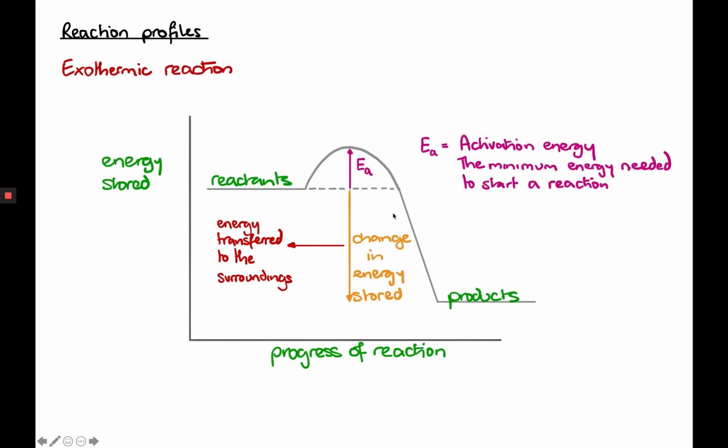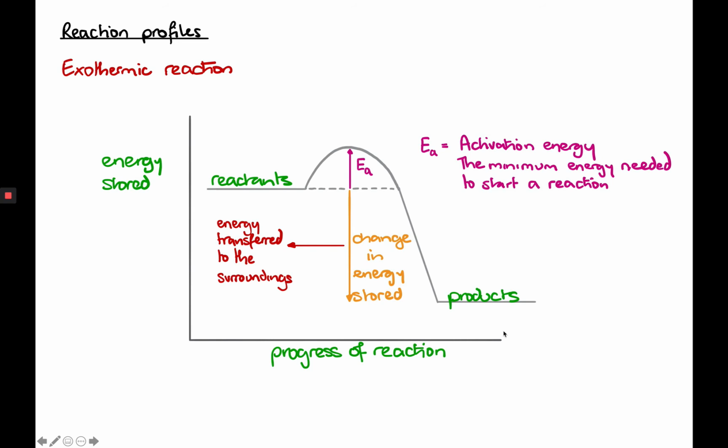In the case of your gas cooker, you have to have a spark. With some reactions you need to stir it, but basically there's something that needs to get the reaction going. So questions you can be asked to do with this: sometimes you can be asked to label or annotate a reaction diagram. Sometimes you're asked to sketch it, so they give you the axes and maybe just the reactants, and you have to draw the products in the right place, either above or below. So obviously if it's an exothermic reaction, you put the products below.